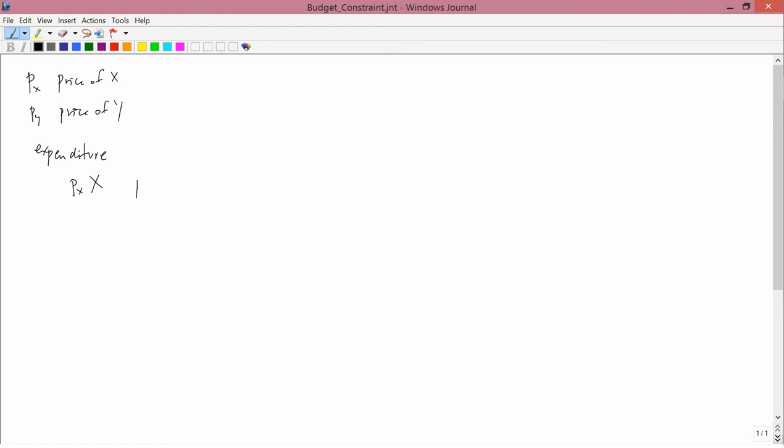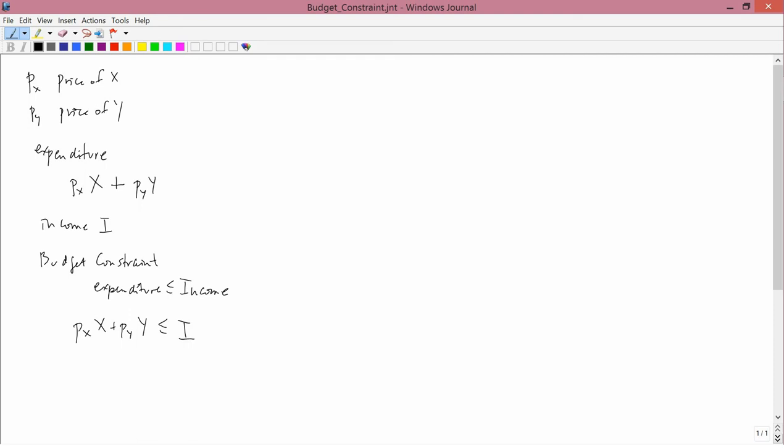The amount of money he spends on Y is PY times Y, that is the price of Y per unit times the number of units of Y that he buys. Total expenditure, if he's only buying X and Y, would then be the sum of those two. So total expenditure is PX times X plus PY times Y. His income we'll denote by the capital letter I, and then we'll impose what's called a budget constraint, which is that expenditure has to be less than or equal to income. In other words, PX times X plus PY times Y has to be less than or equal to I.